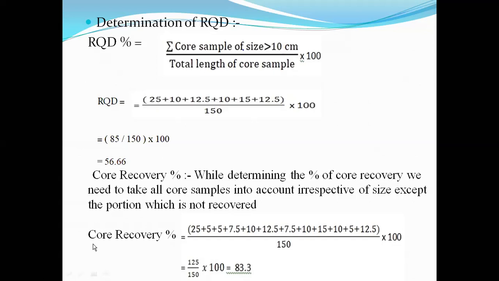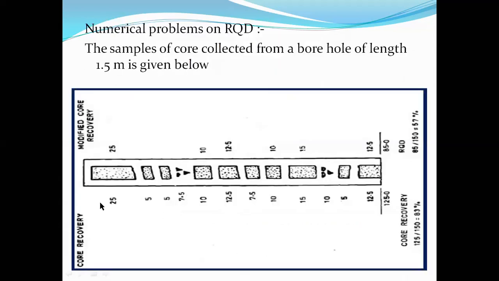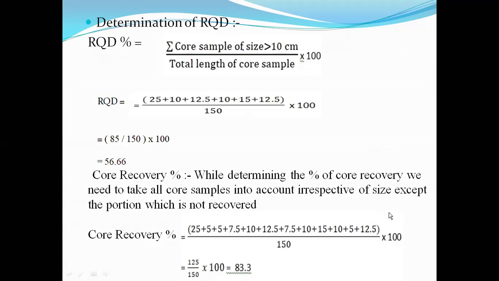So while computing the percentage of core recovery, the formula for this is what? All the values that we need to account for, we combine everything, divided by total length, into 100. So if I join everything, this is what it is. The sum of all these values is going to be 125, divided by total length, how much? 150, because 1.5 meters into 100, which is equal to 83.3. Okay, this is how, given the rock sample values.